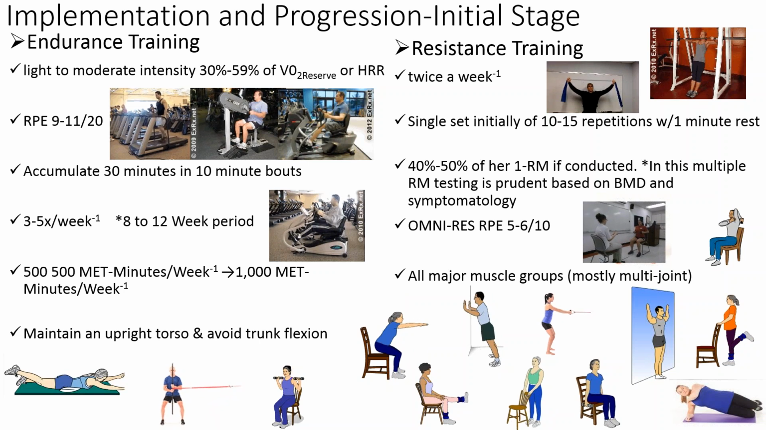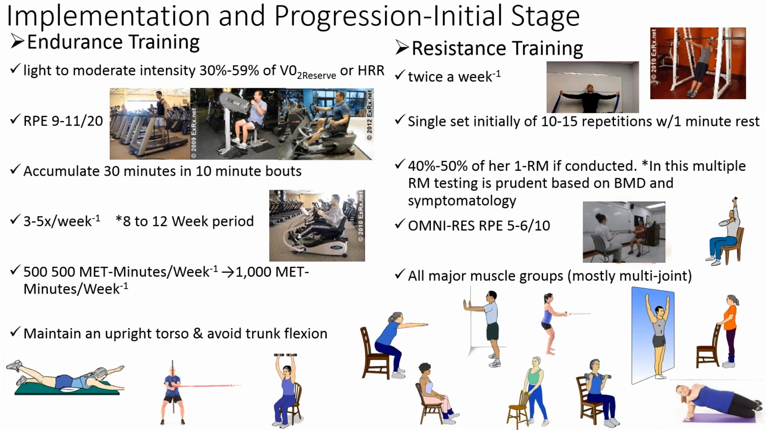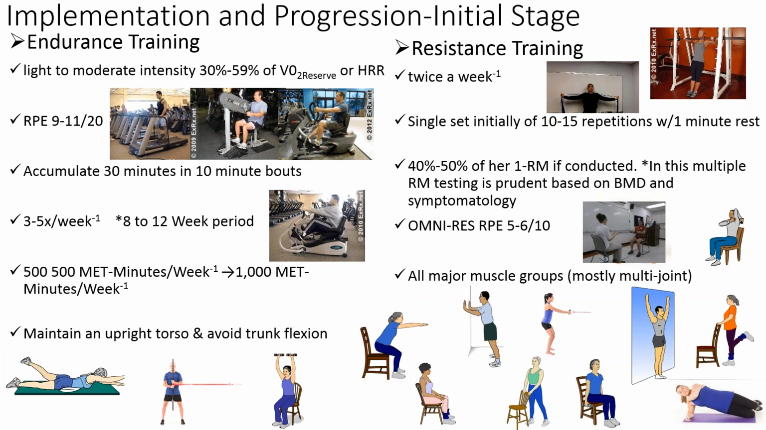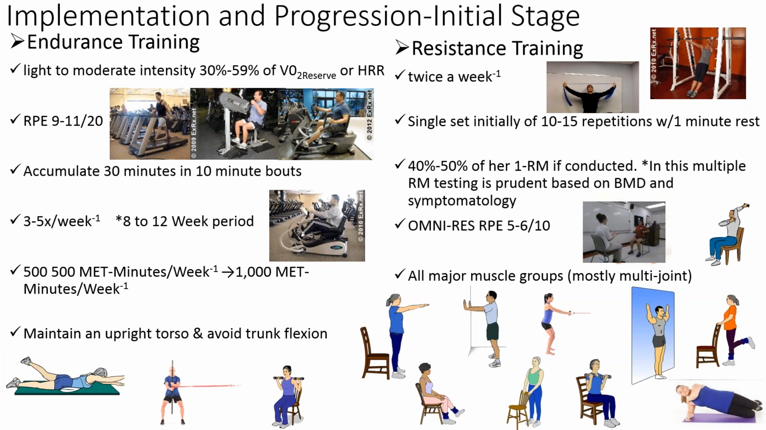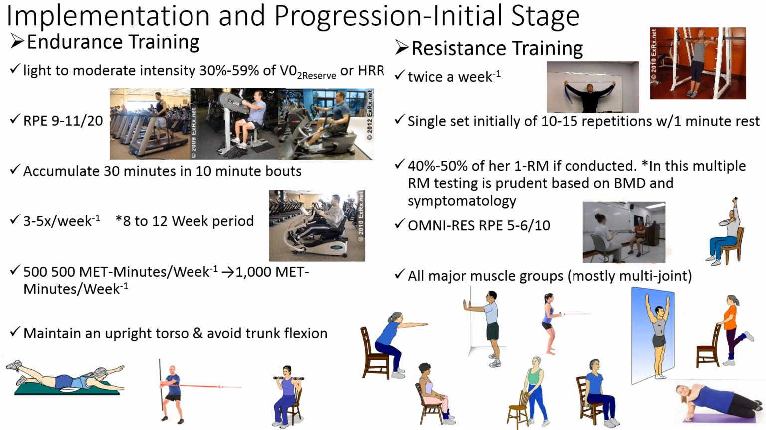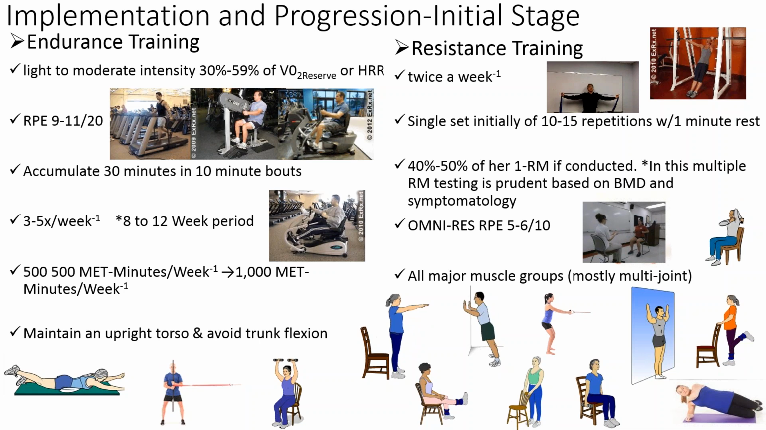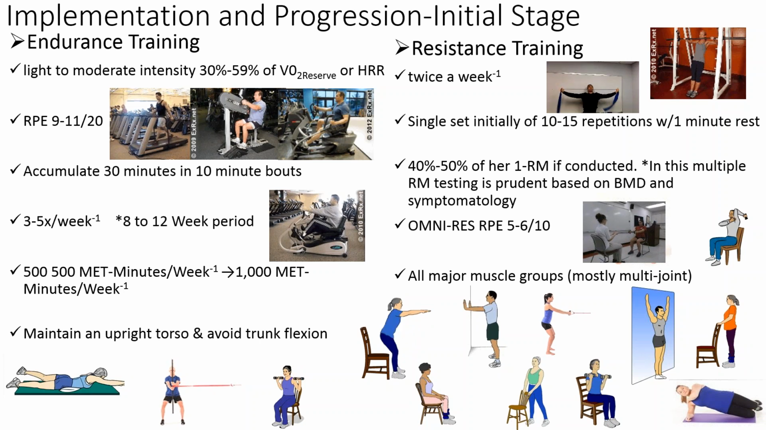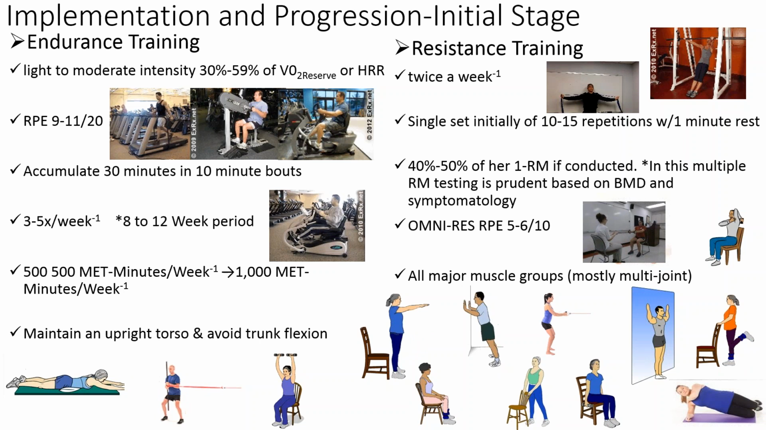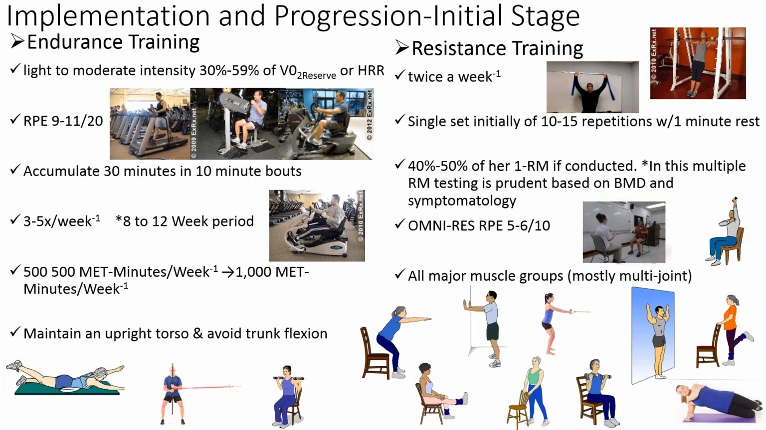And you can certainly start her with lower percentages of what you think her 1RM would be, or of a multiple RM. In this case, the multiple RM testing would be prudent based on her bone mineral density and symptomatology. And the use of an Omni resistance scale, RPE, that's a 0 to 10 scale. That's been validated for resistance training. You could use that to anchor her efforts.